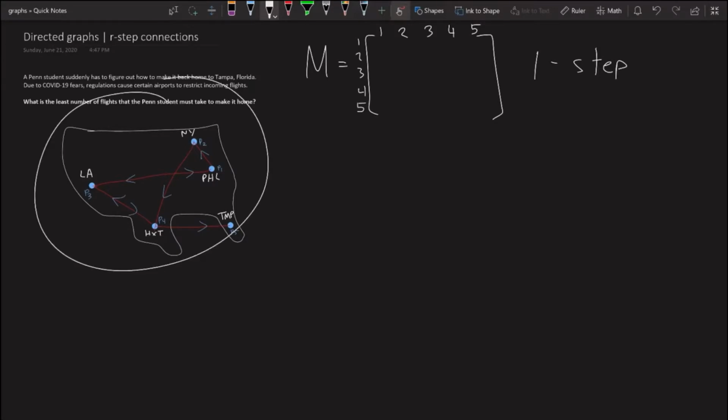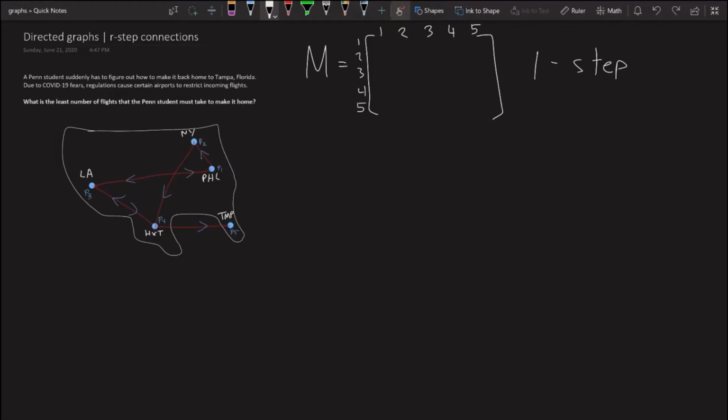So here we have a directed graph where each vertex or point represents an airport at some city in the US, and we're starting at P1, Philadelphia, and we're trying to find the shortest path or least number of flights to make it to P5, Tampa, in which case we can use linear algebra and matrix multiplication.